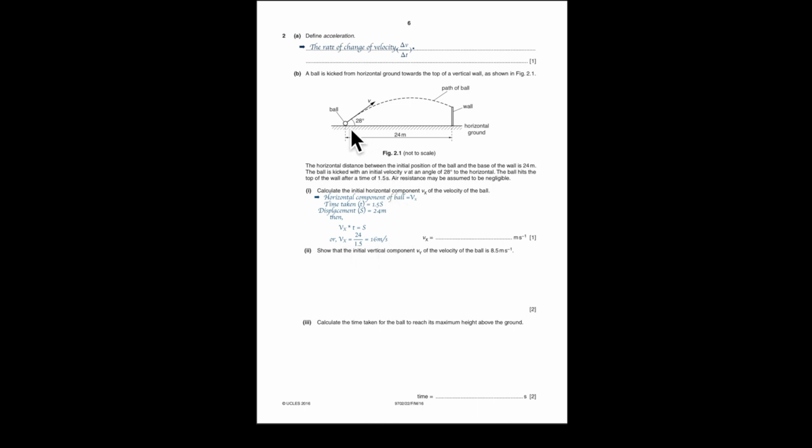So the horizontal component is the same at any point. The horizontal component of the ball's velocity is 16 meter per second. We found the answer, 16 meter per second, and in the CAIE examination we have to fill this answer in the space provided.